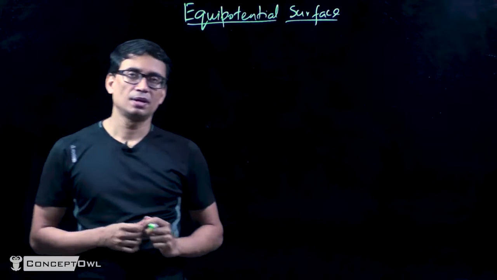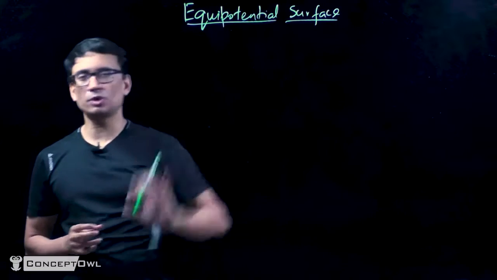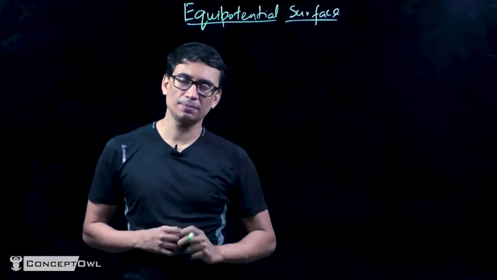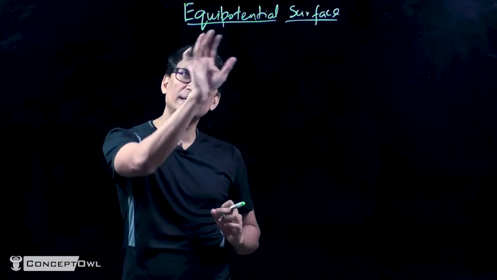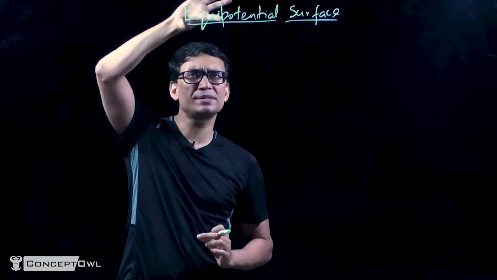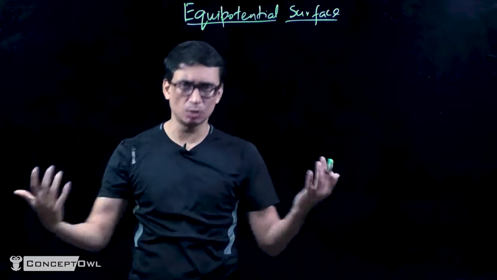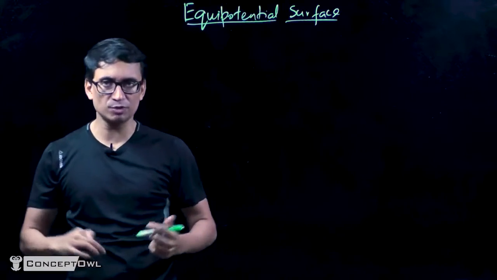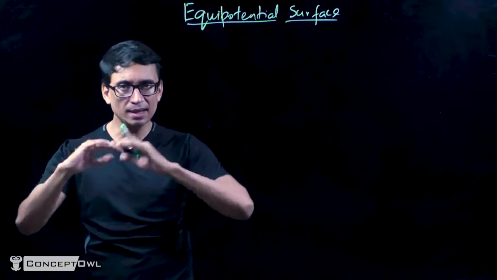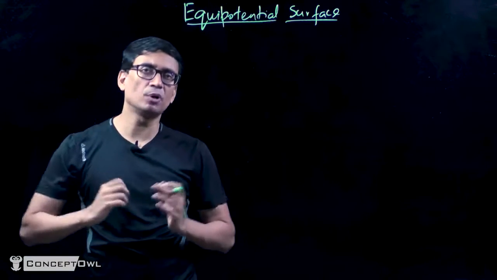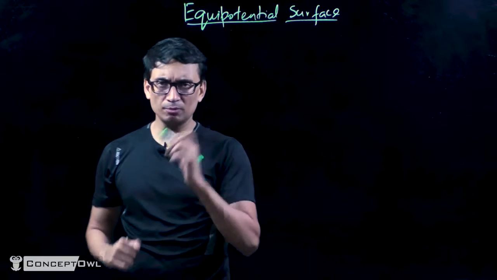Hi guys, in this video I'm going to talk about a new concept called equipotential surfaces. As the word indicates, it's got two components, equi and potential. Equi means equal and potential is electric potential, which means it's a surface where the electric potential is the same on different points of the surface. Now, let's start with this example.